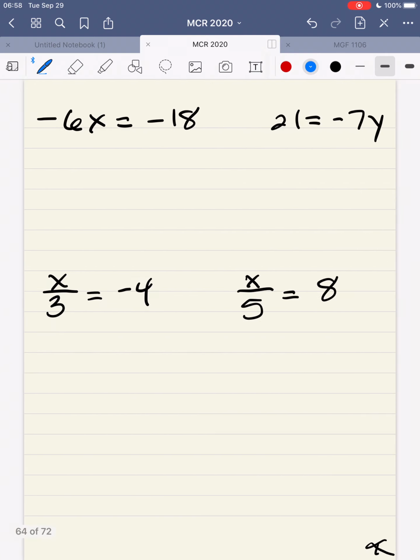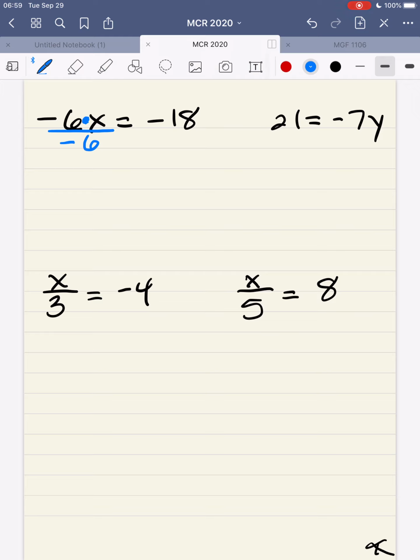Let's go ahead and look at some examples with this property. So here I have negative 6x is equal to negative 18. The 6 and the x are being multiplied together. The opposite of multiplication is division. So we want to divide both sides, not only by 6, but we want to take the negative with it. We never solve for a negative value. So if you have a negative in front of your coefficient, you have to take it with you.